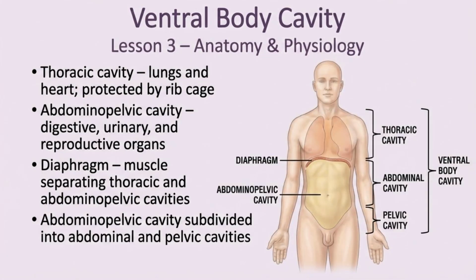The ventral cavity is at the front of the body. It includes the thoracic cavity, containing the lungs and heart, which are protected by the rib cage. The diaphragm is a large muscle that separates the thoracic cavity from the abdominopelvic cavity. The abdominopelvic cavity can be further subdivided into the abdominal cavity, which contains digestive organs, and the pelvic cavity, which contains urinary and reproductive organs.